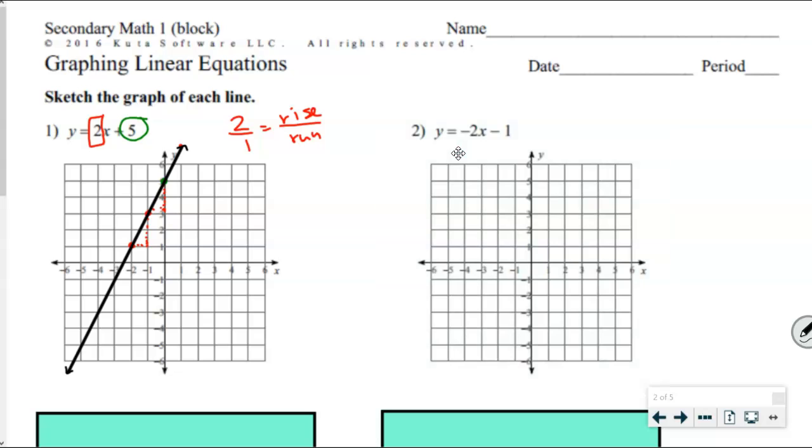Marker boards first. Y equals negative 2x minus 1. We're going to pause the recording as students give this one a try on their marker boards. All right, students in class have already done this. Let's go over it together. Gabe says we're going to start at negative 1. Negative 1 because we are subtracting 1. So negative 1 on the y-axis. What do I do now? Charlie, what would we do next?